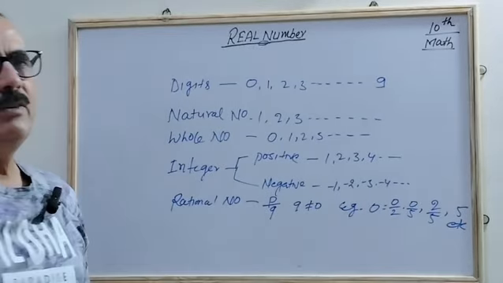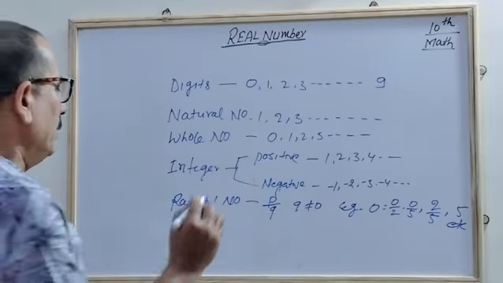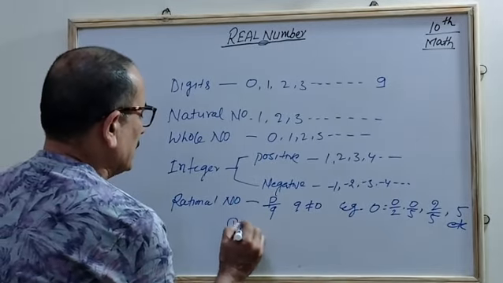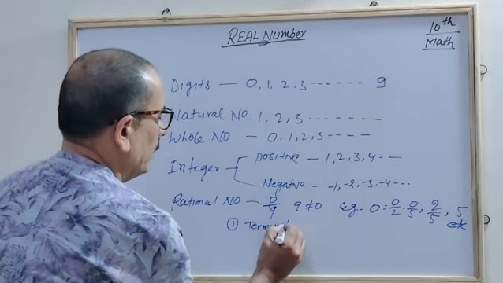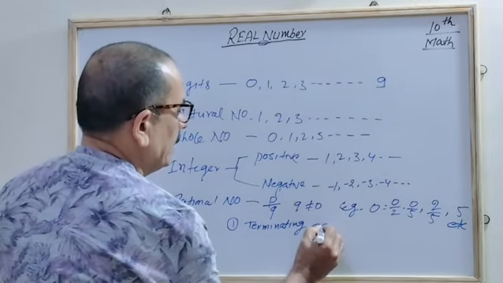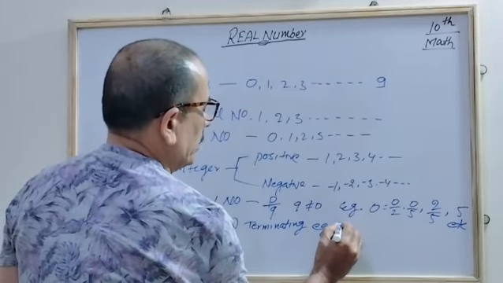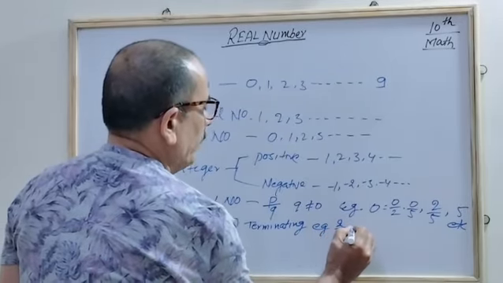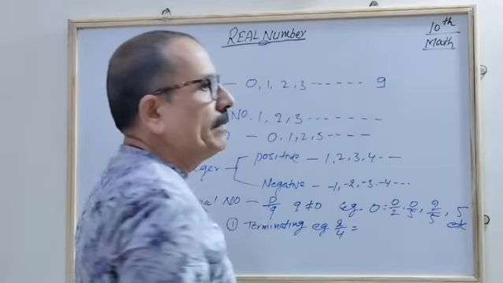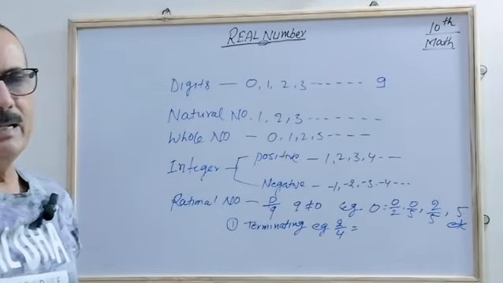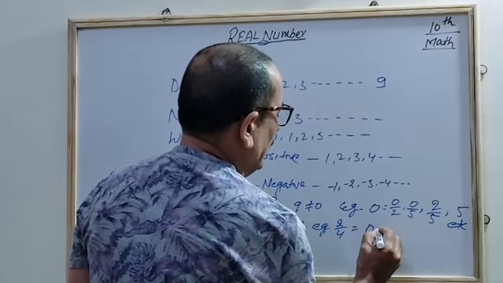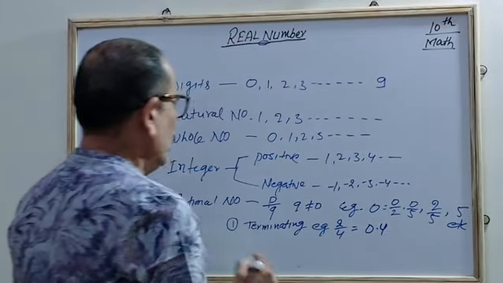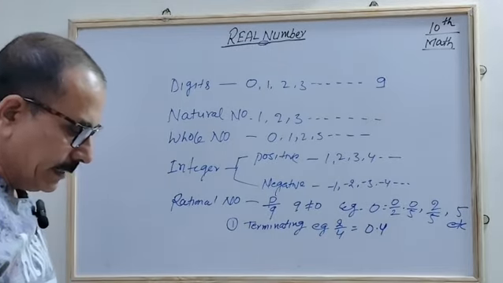A few more things we should know about rational numbers. A rational number can be terminating. For example, if it is 2 by 4, when you divide it you will get the remainder 0. If you get remainder 0, we say it is terminating. So here you can find that it becomes 0.5. So this is terminating, correct?